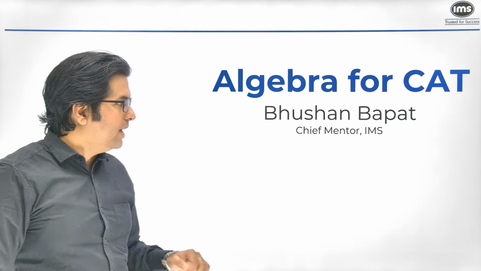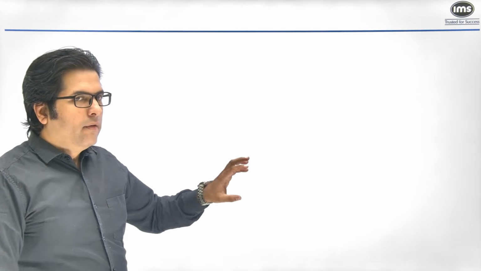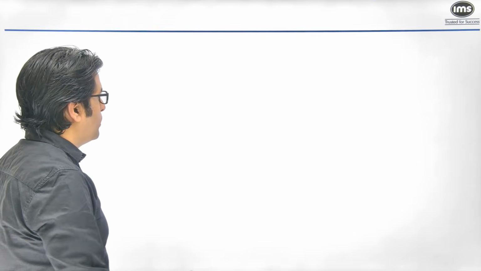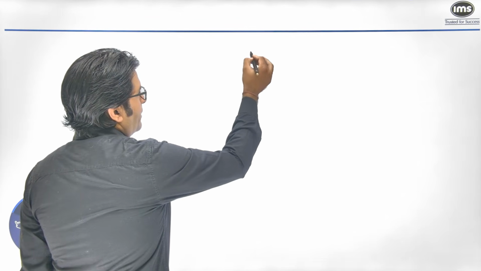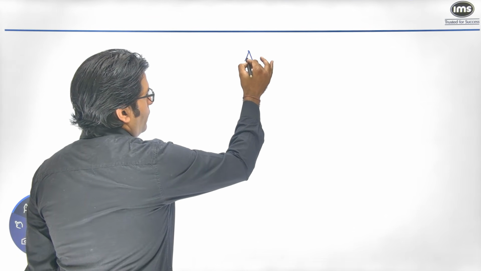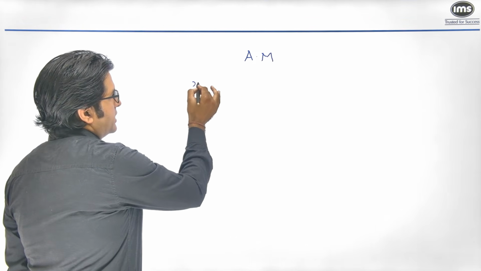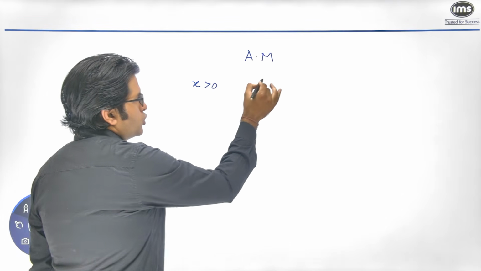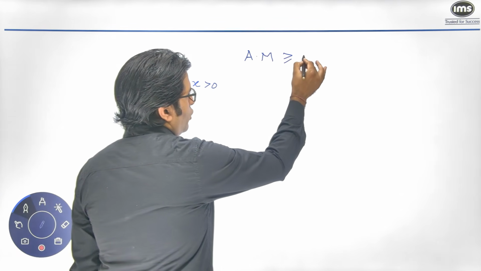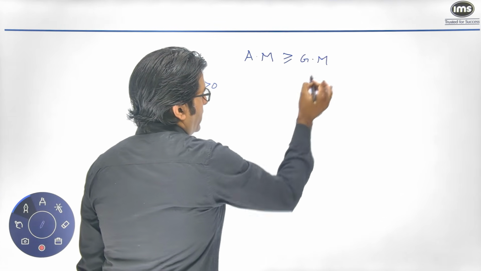So let's move ahead with this particular session, where we'll cover a very important category of questions which are based on inequalities, where arithmetic mean is greater than or equal to geometric mean. So let's understand this very quickly. What is it that we need to remember while attempting such questions? Always remember, when we're talking of positive values, so let's say x is greater than or equal to 0, arithmetic mean is always greater than or equal to geometric mean.